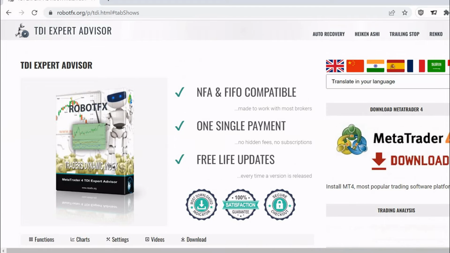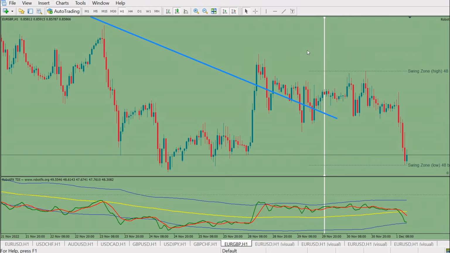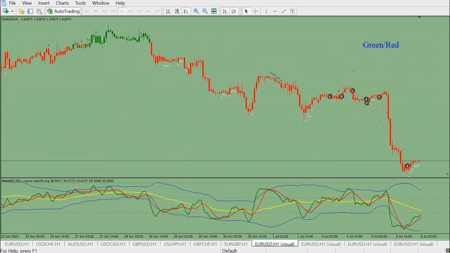Now, let's go back to the chart and see how the indicator can be used to spot the entries and the exits of the trade. So I'm going to give you 4 of the most common ways to spot entries using the TDI. First of all, and this is probably the most known one, is the intersection between the green and the red lines. That happens, let me draw an entry point.